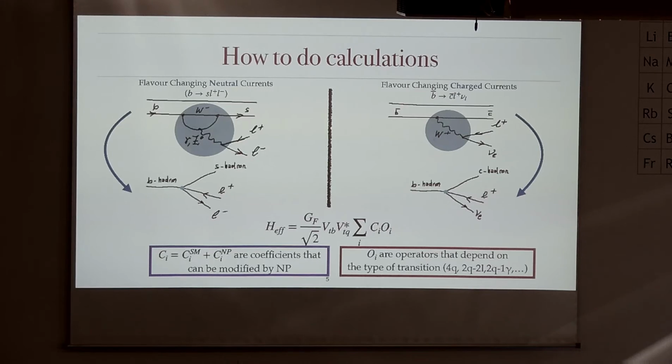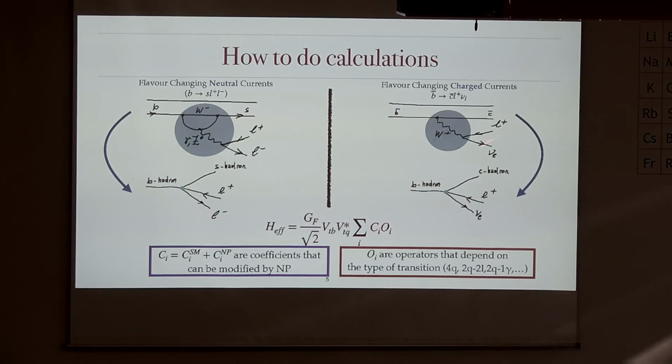This is the traditional way of dealing with B decays, because then what you get is an effective theory. This is not the full theory. This is some sort of lower energy version of it, but it can be expressed like this. And this is relatively simple. So your Hamiltonian is like a linear combination of some operators. These are the O's here, that depend on the structure of this thing.